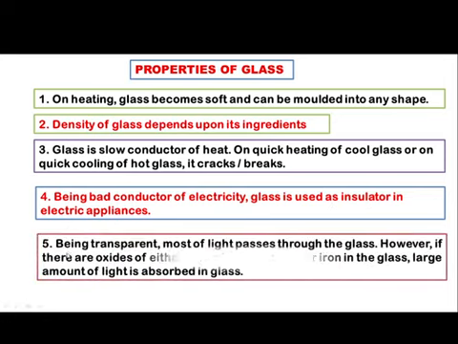Fourth, being transparent, most of the light passes through the glass. However, if there are oxides of either chromium, manganese or iron in the glass, a large amount of light is absorbed in the glass.